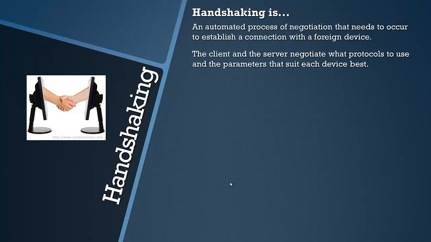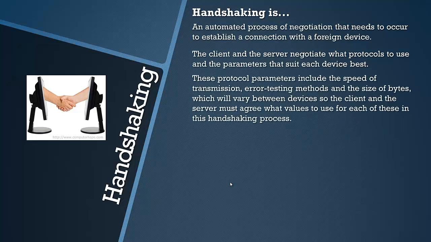We looked at protocols in the last video. Check that out. It's quite difficult to understand, but you need to know it. These protocol parameters include, as a few examples, the speed of transmission, the error testing methods, and the size of bytes, which will vary between devices. The client and the server must agree what values to use for each of these in this handshaking process.